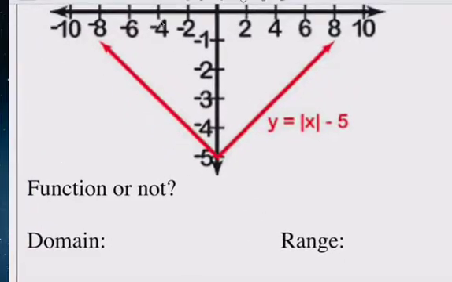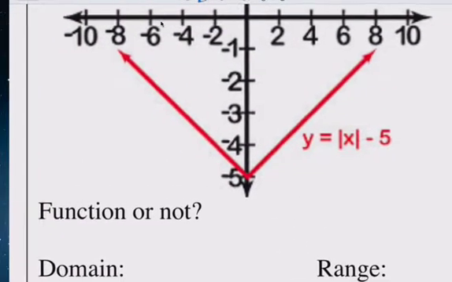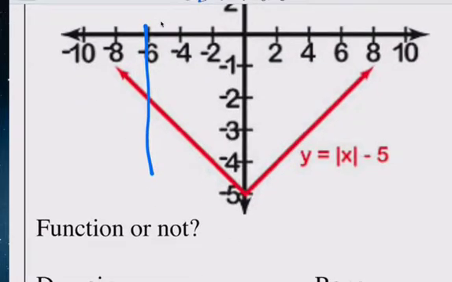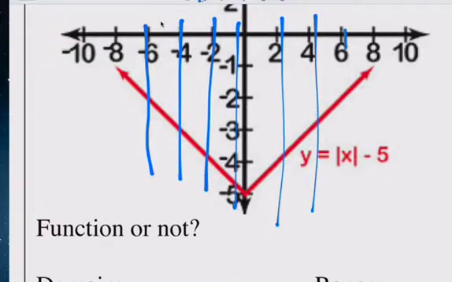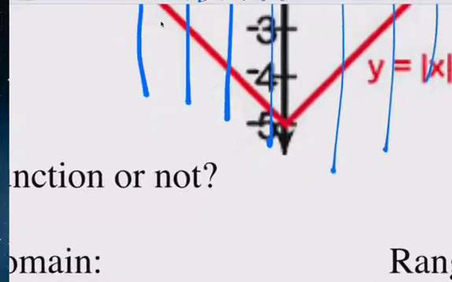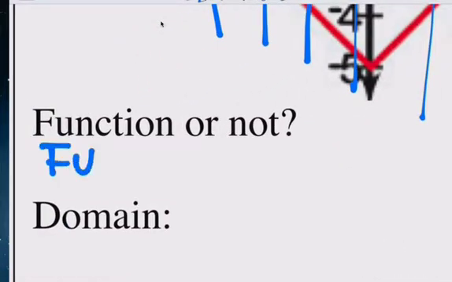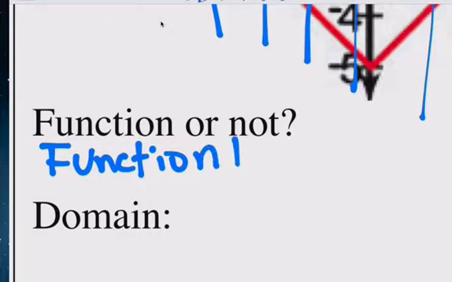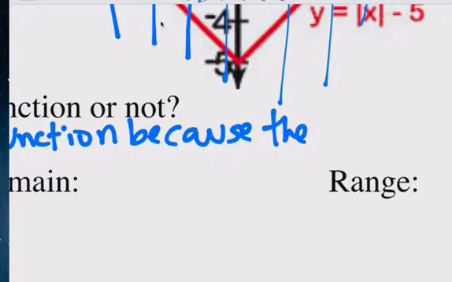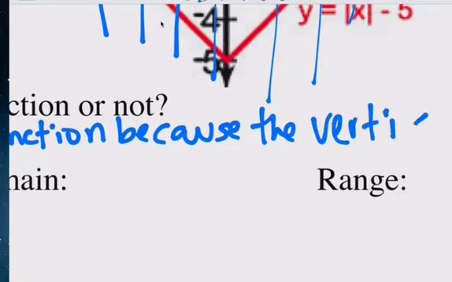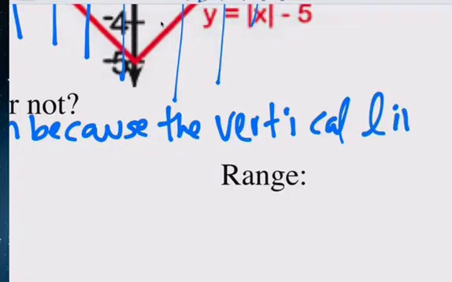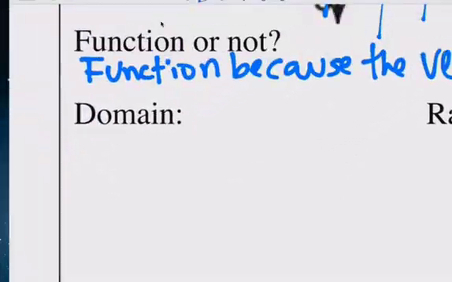Okay. Is it a function or not? Let's use the vertical line test. For graphing, you use the vertical line test. For a table, you look at the domain only. But vertical line test everywhere throughout the whole graph. This V is your graph. Throughout the whole graph, the vertical line only passes once. So it is a function because the vertical line only passed the graph once.